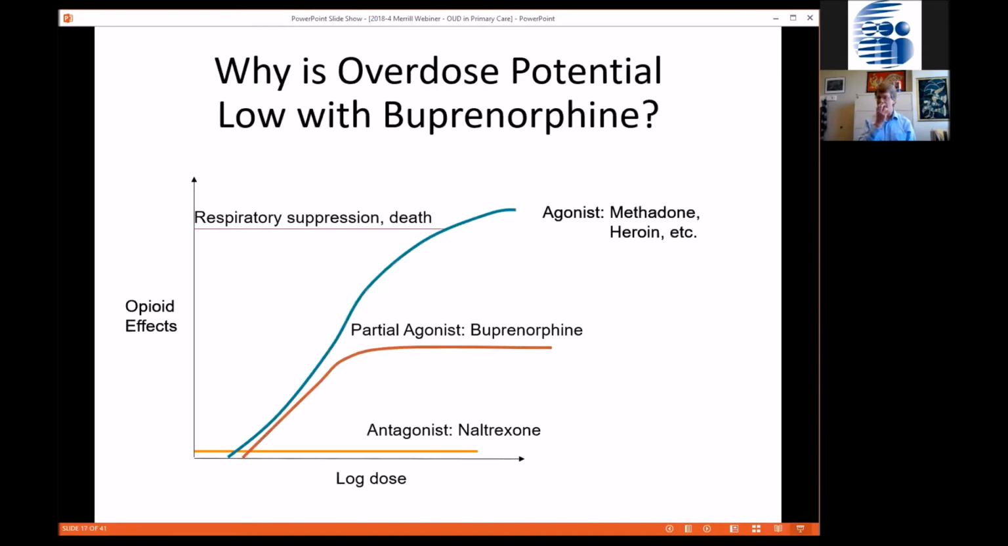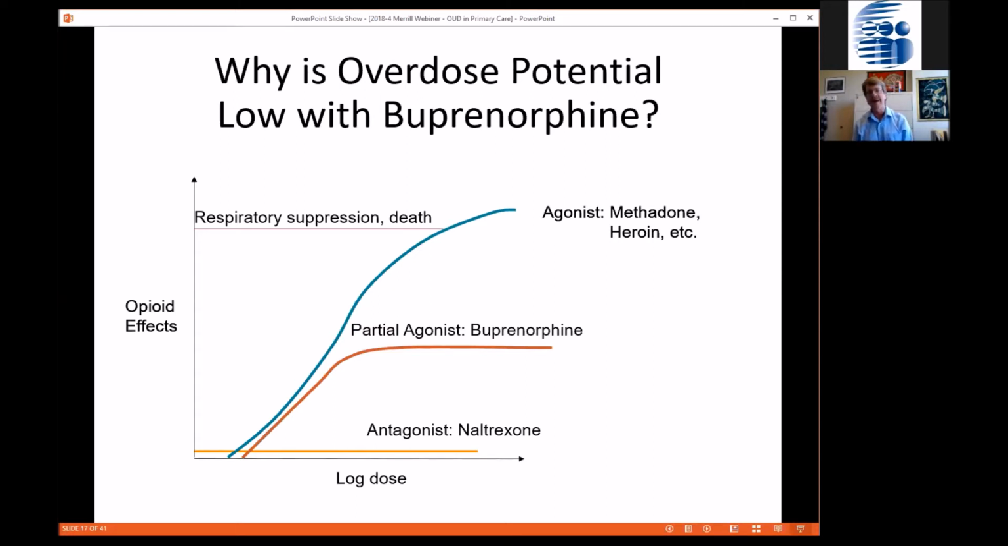So this is just a graphic of how buprenorphine works. You can see the middle line there, partial agonist. That means the dose is going up as you move right. It turns the receptor on, and then at some point, buprenorphine doesn't make the receptor go on anymore. Unlike methadone or heroin, where you take more and more of it and you'll overdose eventually and die, buprenorphine is safer.